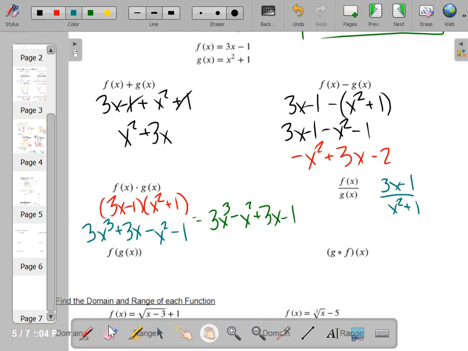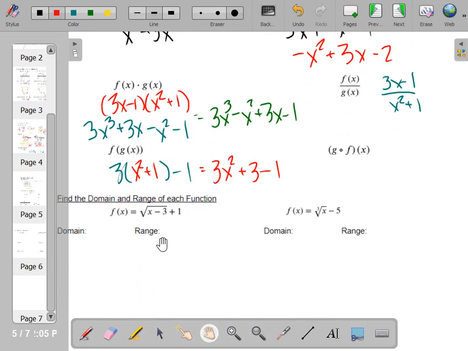f of g means you're going to take f of x, and everywhere you see x, you're not going to write x anymore. You're going to write g. So that's getting plugged in for x. So now it's x squared plus 1, which you can distribute: 3x squared plus 3 minus 1, and then you can simplify: 3x squared plus 2.